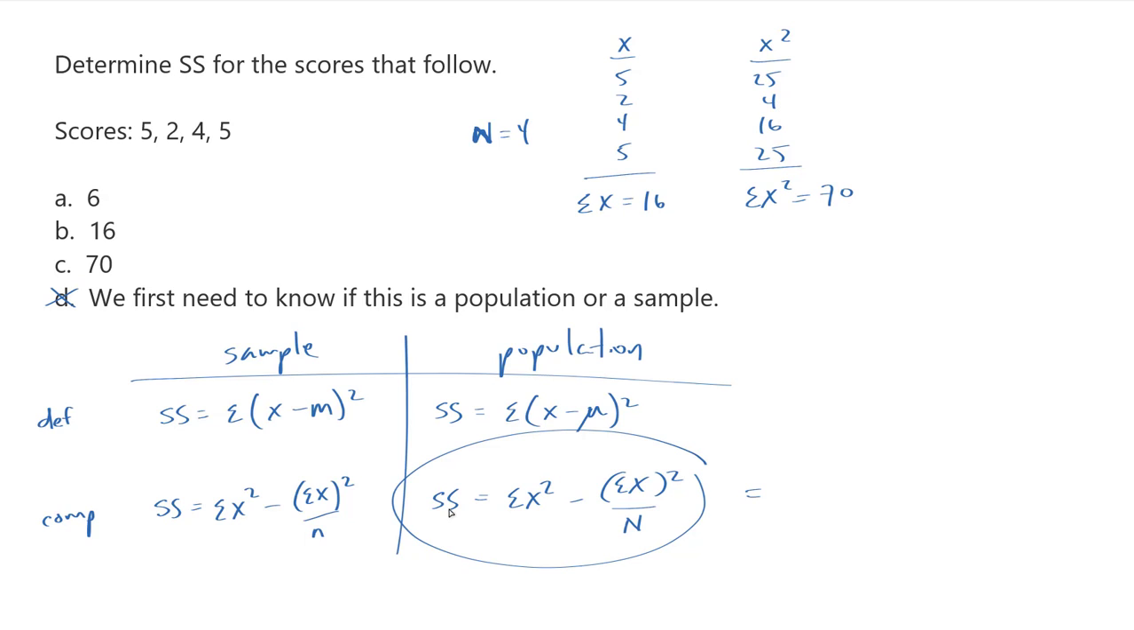So my sum of squares requires that I know the sum of x squared, which is 70, minus, in brackets, the 16 squared over 4. So that's 70 minus 16 squared, which is 256, divided by 4. How much is that? 256 divided by 4 is 64, so it's 70 minus 64. This gives me 6. So my sum of squares is 6, and so the answer is A.